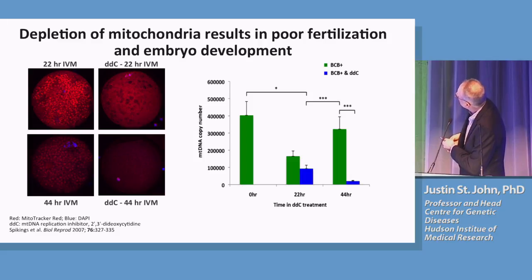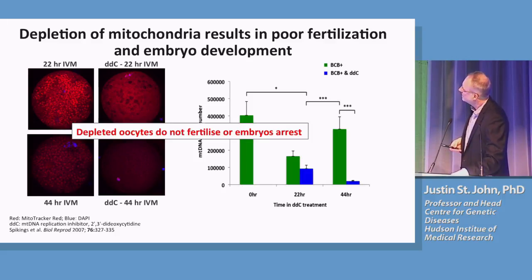But what's interesting is that because the agent's there, we cannot reinstate mitochondrial DNA copy. And when we attempted to fertilize those eggs which had been treated with the depletion agent, they either failed to fertilize or the embryos arrested during pre-implantation development, which provides experimental evidence that mitochondrial DNA copy number is important in this process.